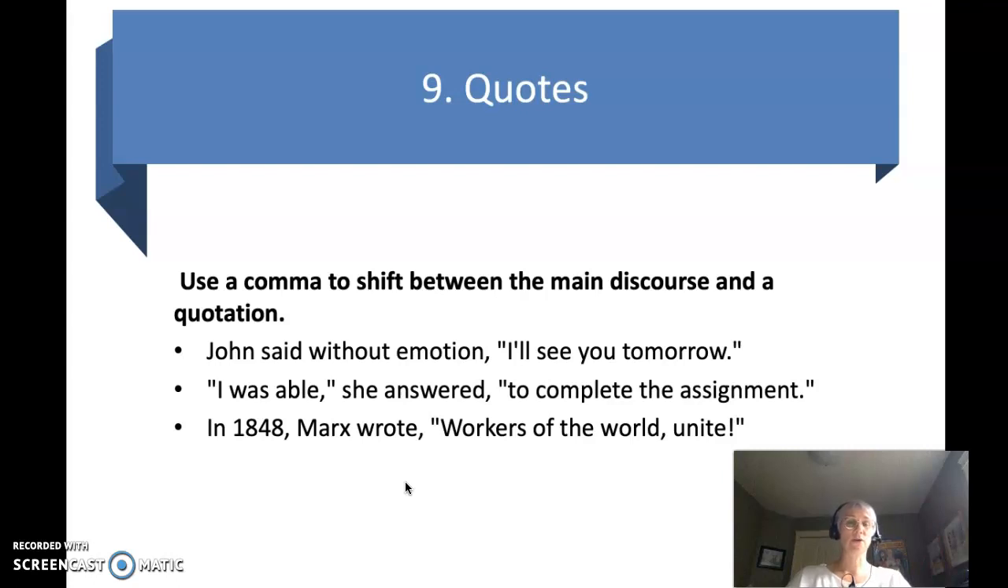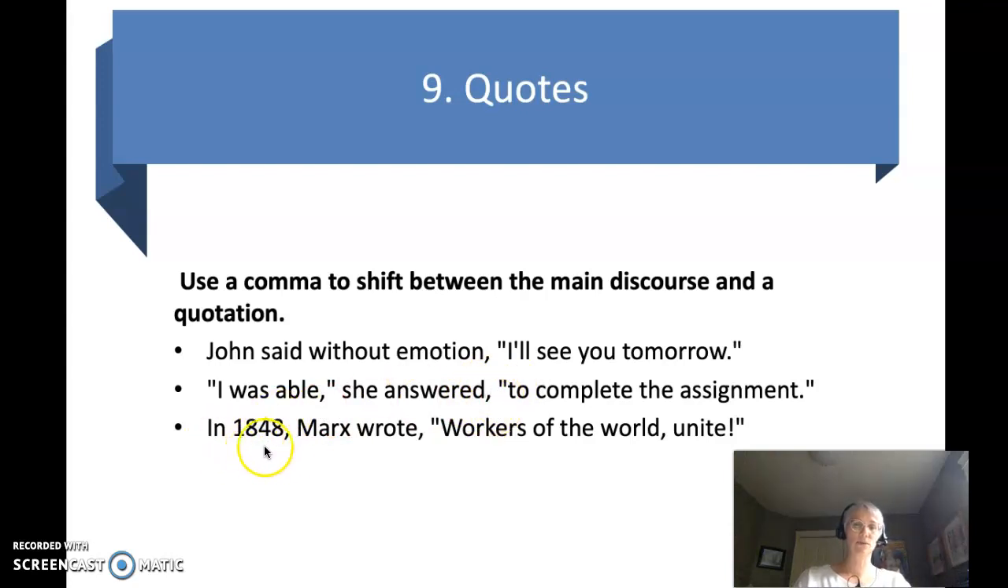However, if you are introducing a quote without the word that, if you're just using an introductory phrase, like John said without emotion, comma, "I'll see you tomorrow," you'll have that comma there between the last word of the introductory phrase and one space before the quotation marks that open the quote. If you are interrupting a quote, you're going to use a comma at the end of the first one and a comma after the phrase.